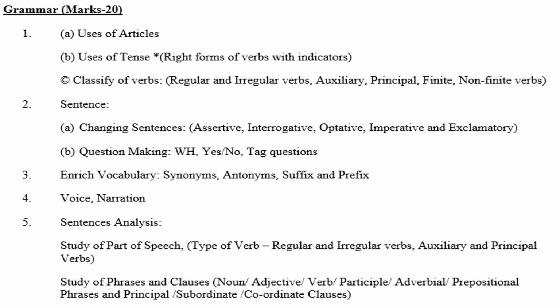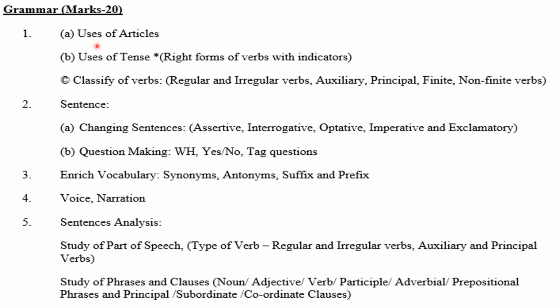Now we will discuss grammar. Grammar means grammar topics, and here we can see the marks, total marks 20. Number 1, A: uses of articles. What are articles? Articles are a, an and the. These are one kind of determiner, and we have to know the function of articles.